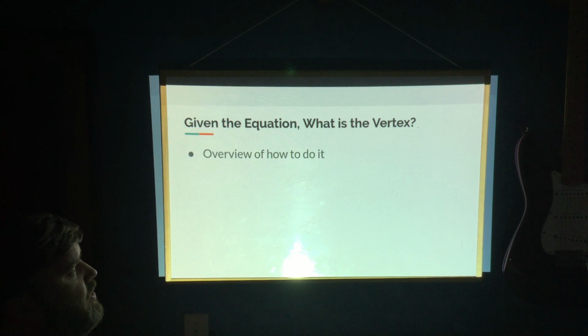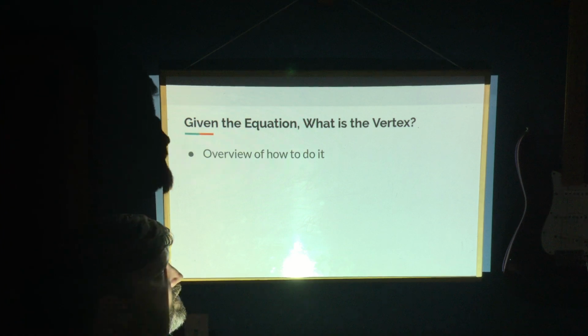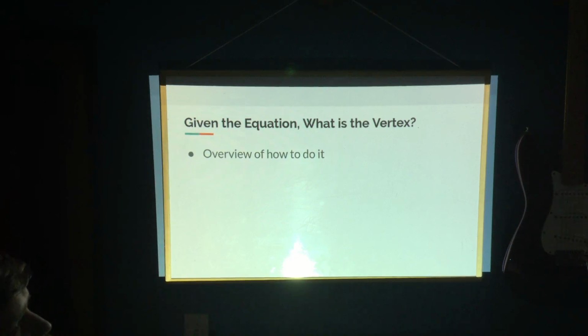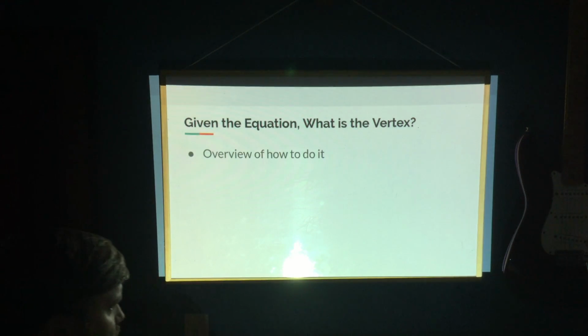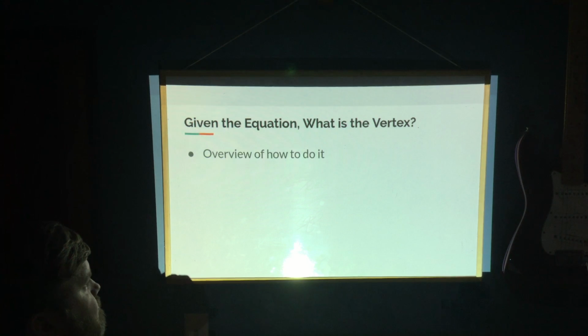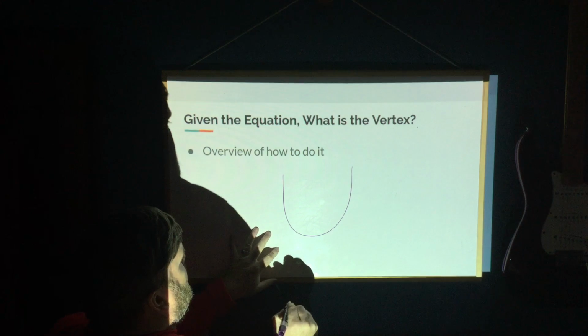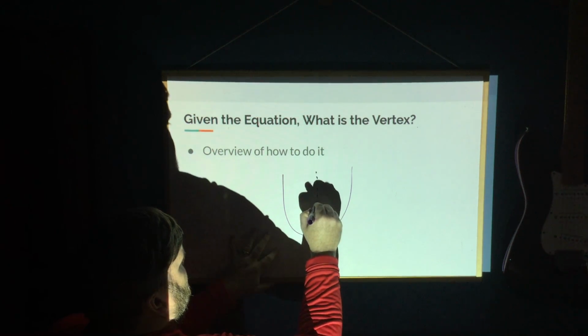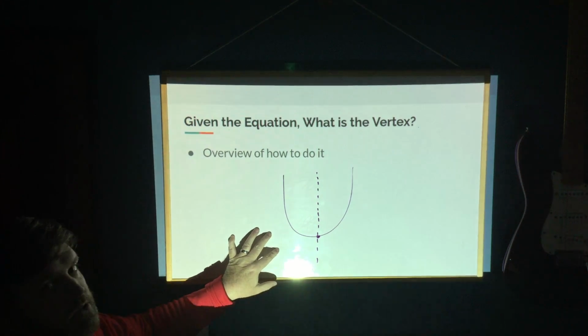All right, here's the third thing we're going to learn. So the first thing was what the zeros were. The second thing was the axis of symmetry. Now, we already know what the vertex is based on yesterday's lesson, but now we're going to learn how to find it when we're given an equation. So I mentioned this earlier, that if we have a parabola, the axis of symmetry goes through the vertex.